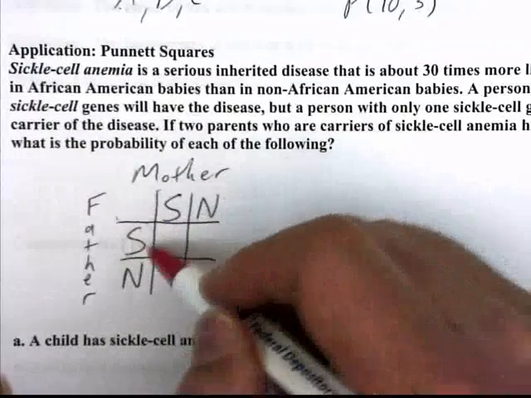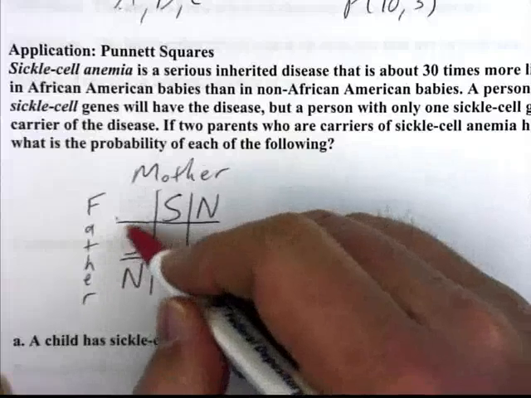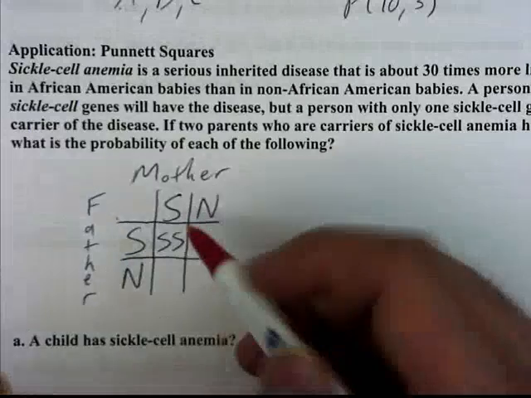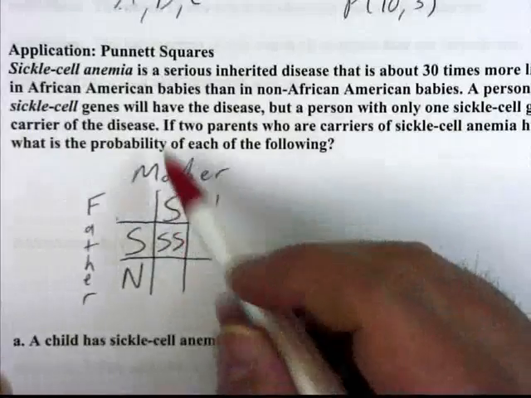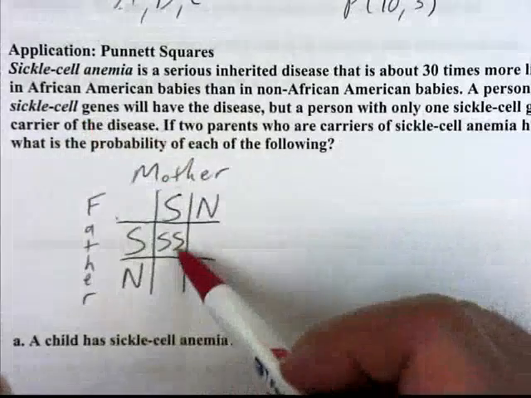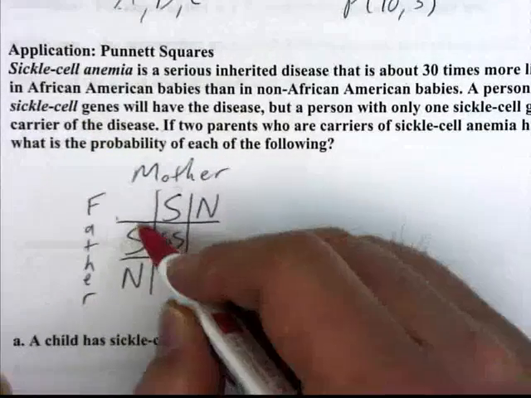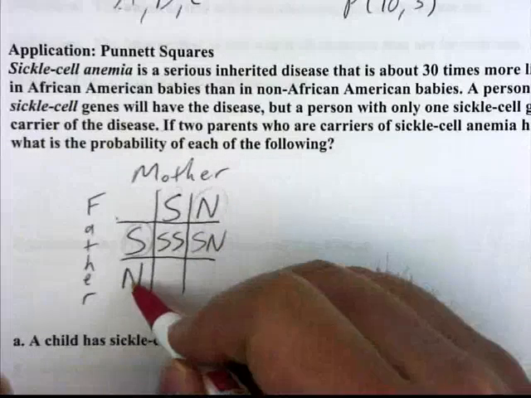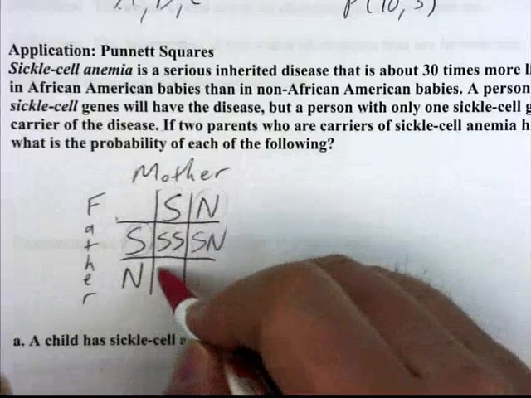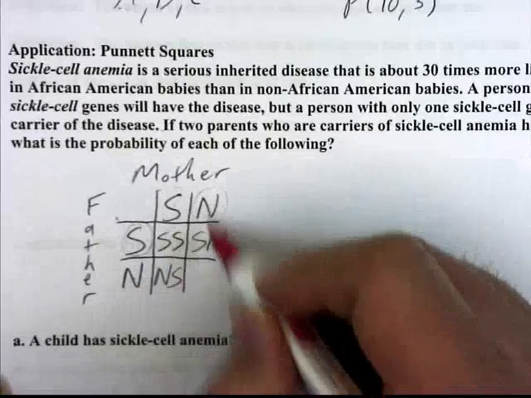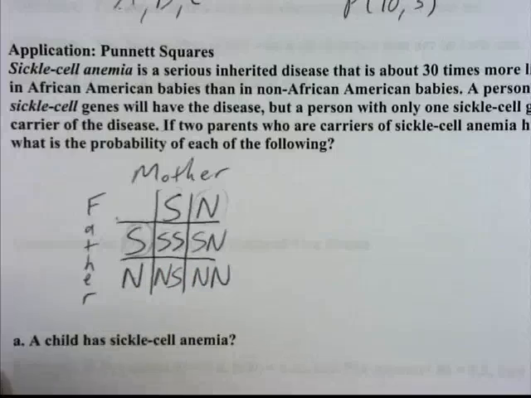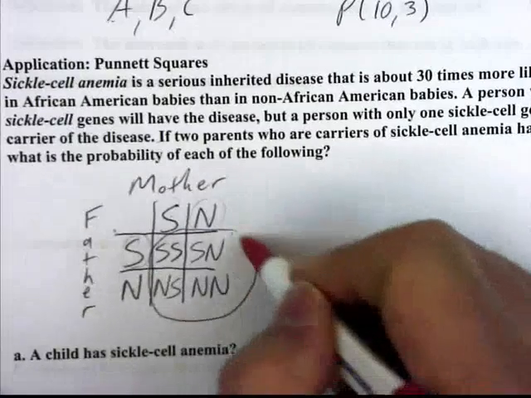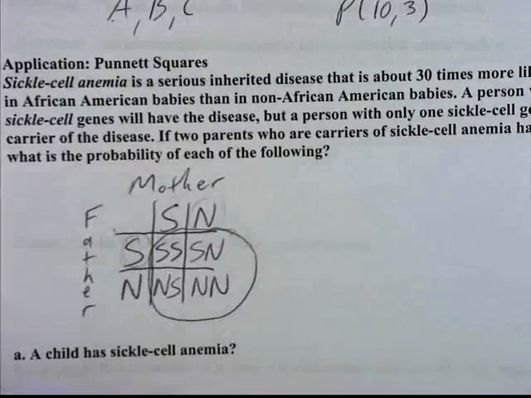So the child gets one from each parent, and it's just at random. So if the child gets this from the father and this from the mother, they get a double sickle cell, which means that they have the disease. So anytime they have two sickle cells, they have the disease. If they get an S from the father and an N from the mother, they have an SN. Or if they get an N from the father and an S from the mother, they have an NS. And they could get an N from both of them. So notice there are four possibilities that could happen here.